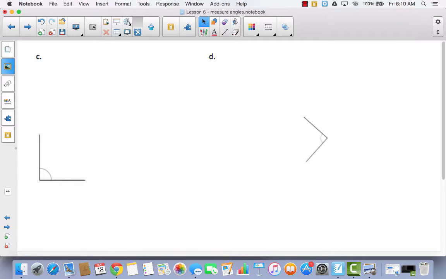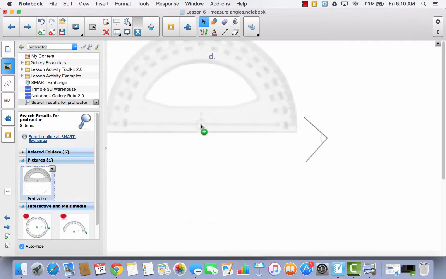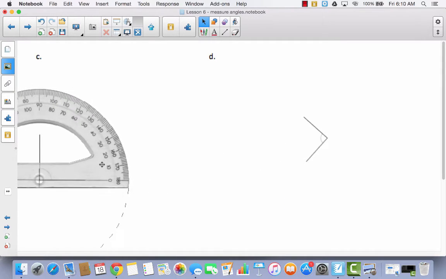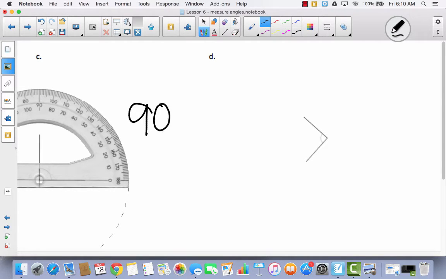Okay, so let's take a look at angle C. By looking at this angle, it appears to be a right angle. So go ahead and put your protractor on there and let's test it and see if it is a right angle. All right, so let's put our protractor on here. And it looks like it is exactly 90 degrees. So let's go ahead and write 90 degrees. That does say 90, by the way, even though, let's try that again. Okay, all right. Let's take a look at D.